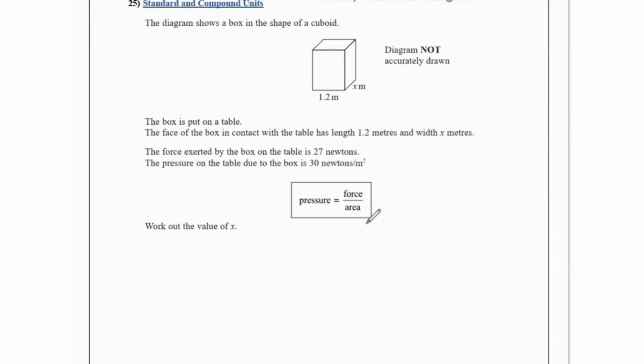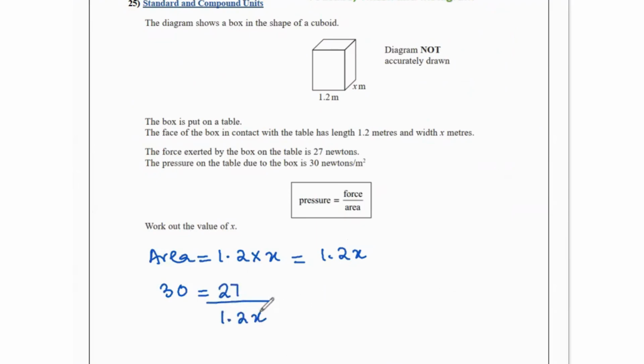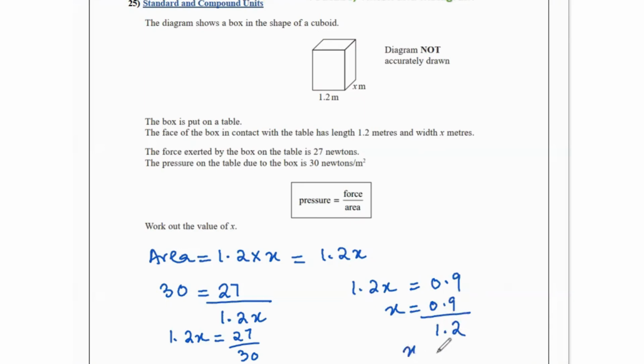So they've already given the formula for pressure, which is force over area. And we can find the area, which is 1.2 times x. That's 1.2x. Pressure is 30. 30 equals the force, which is 27, divided by 1.2x. 1.2x equals 27 over 30, which gives us a value of 0.9. x is going to be 0.9 divided by 1.2, which is equal to 0.75 meters. That is the value of x.